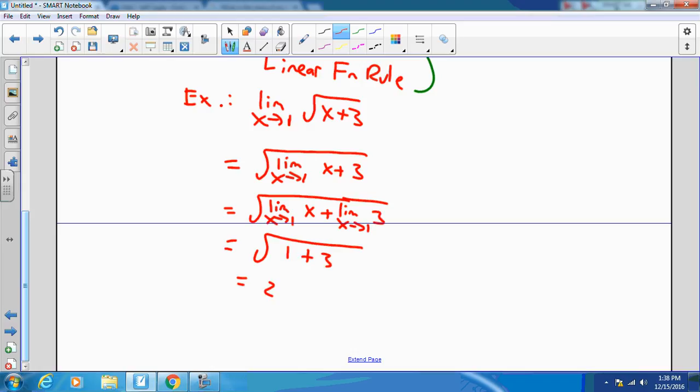And finally, we can evaluate each of these limits directly, just like so. Also, you may have noticed a linear function just sitting here, so there's that.